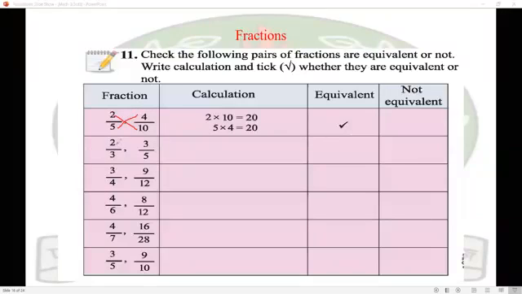And the next one, we have to multiply 2 with 5 and 3 with 3. When we multiply 3 with 3, we get 9. And when we multiply 2 and 5, we get 10. So they are not equivalent because we do not get the same value. So you have to tick mark the not equivalent row. In this way, you can solve this type of math. This is also for your home practice. You can solve it at home.